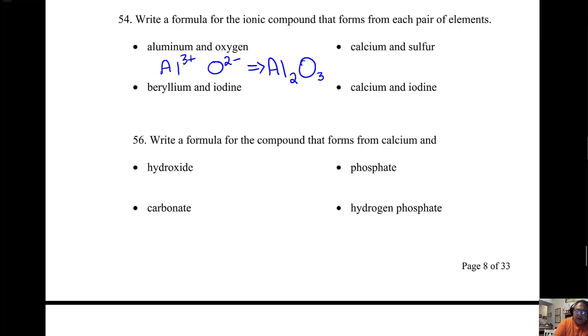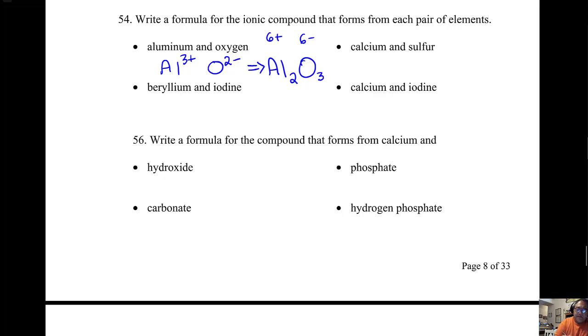Now, if I have 3 plus and I multiply it by 2, this gives me a total of 6 plus charges over here. If I take 2 minus and I multiply it by 3, that gives me a total of 6 minus charges here. So really, it's a cross multiplication that we're doing. And they often call it crossing the charges. And the point is to get to the same magnitude of positive and negative so that when you put them together, they'll be electrically neutral.